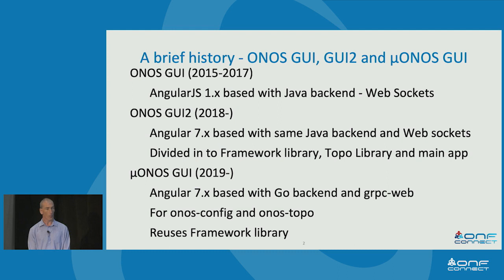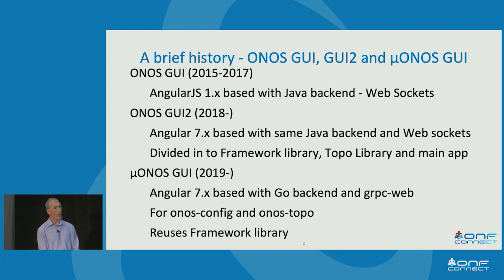So over time, it's been developed from 2018 through to this year, and restructured things a little bit. I made the framework into a separate library that you can now get on npmjs.org. The topo view is also an individual library that you can download and use in your own application if you feel like it as well. And then the main app itself is based inside the ONOS project.